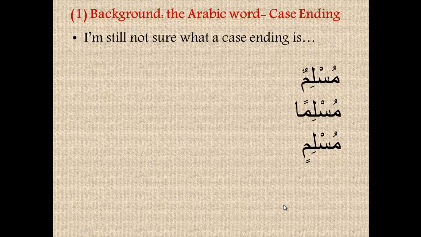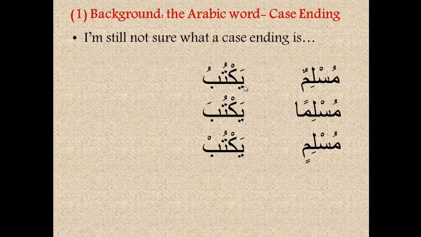We have the words muslimun, musliman, and muslimin. All three words mean Muslim, but notice how the endings are different. We have a dhammatan over here, a fathatan over here, and a kasratan down here. The word yaktub, which means he writes or he is writing, is a verb. And we can have, again, three different versions. We can have yaktubu, yaktuba, and yaktub. Again, notice how the endings are different. We have a dhamma, a fatha, and a sukun.